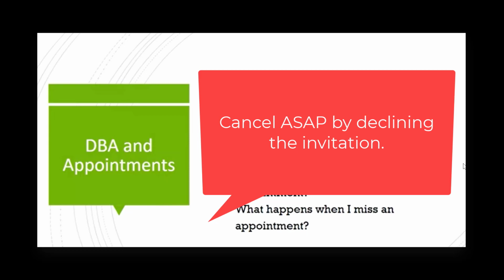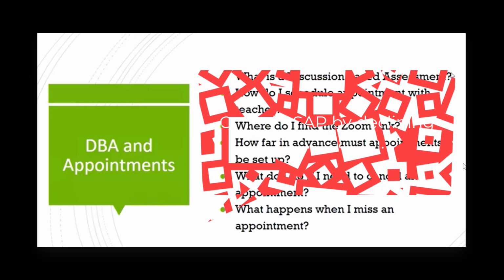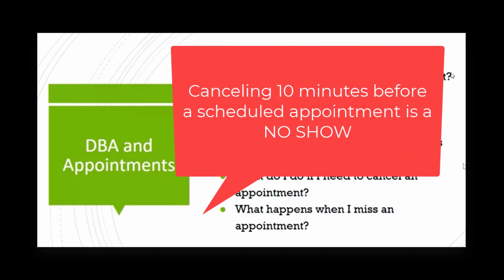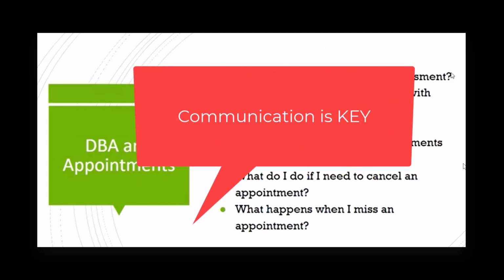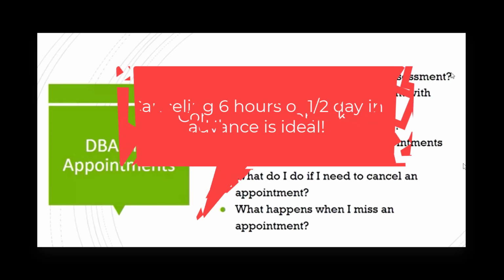If you need to cancel an appointment, please do it as soon as you know. If you cancel an appointment 10 minutes before, we probably would consider that a no-show. But if you canceled an appointment like the morning of or the day before, then we know something came up and you knew you weren't going to be able to make that appointment. That gives other kids time to take that if they need it. So the earlier the better. We really like about half a day. So we say about 6 hours ahead of time, like the morning of or the day before is ideal.